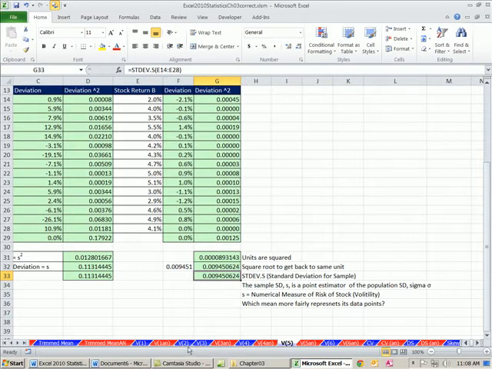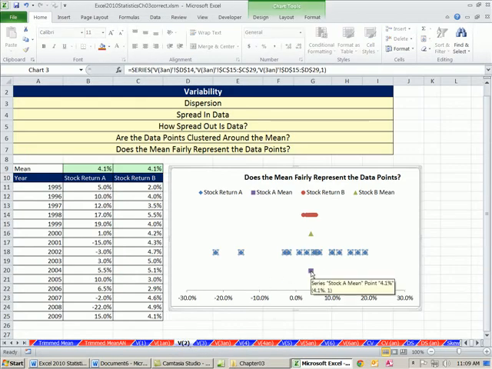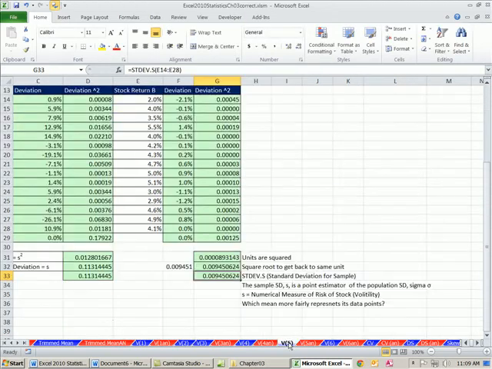Now, in this example here, if we go back to V2, you could just imagine, if you invest in this stock, you're expecting 4.1. But on any particular year, the risk is gigantic that you might have a huge loss or a huge gain. Here, not much risk, at least based on our past data. And finally, the very important point here is which mean more fairly represents its data points. Well, clearly this one here, because the standard deviation is much less.